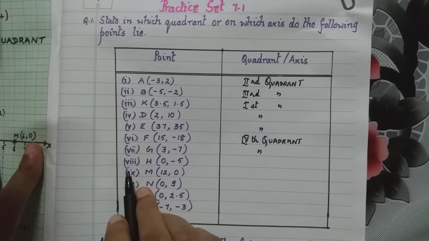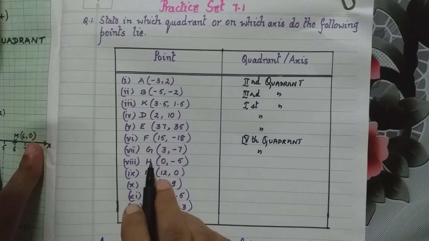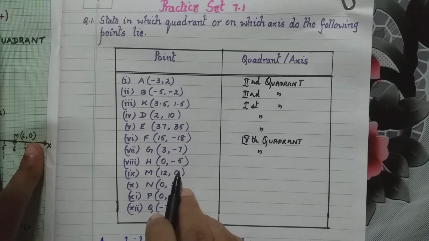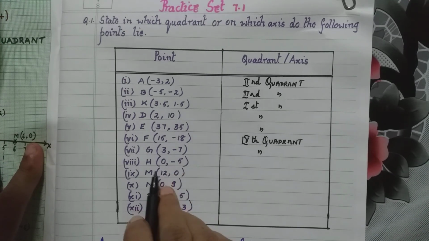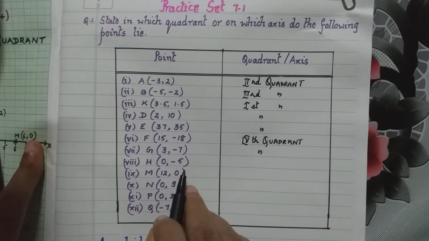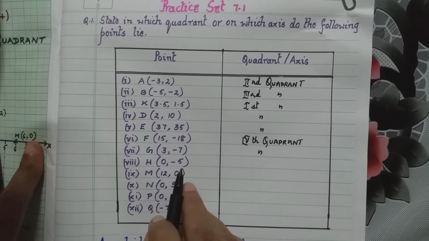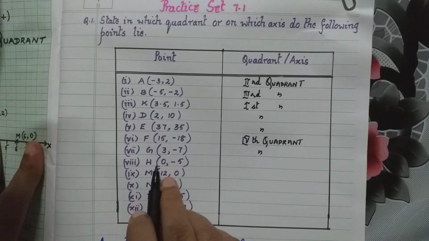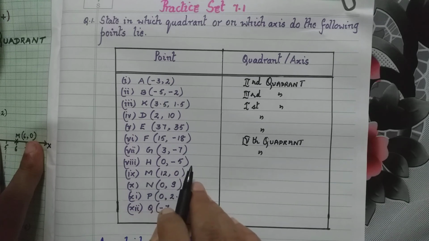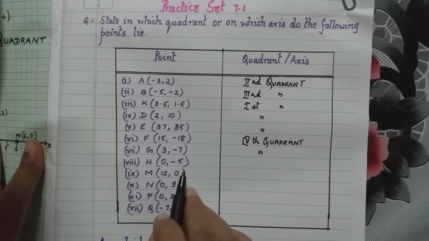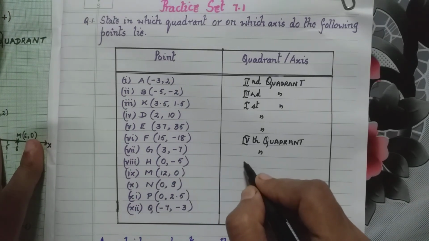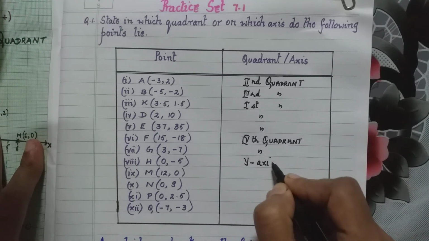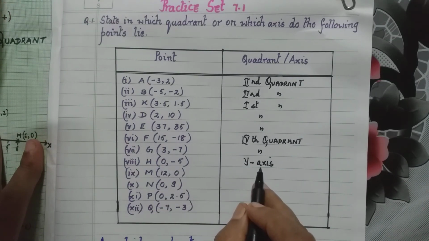Now going to the eighth point, that is H, which is having the coordinates (0, -5). I told you that if one of the coordinates is 0, then it is lying on either one of the axes. So if the x coordinate is 0, that means it lies on the y-axis. Therefore the point H lies on the y-axis.